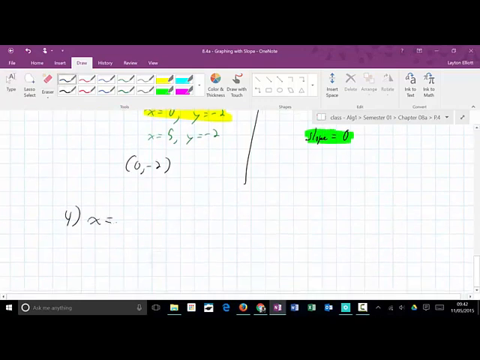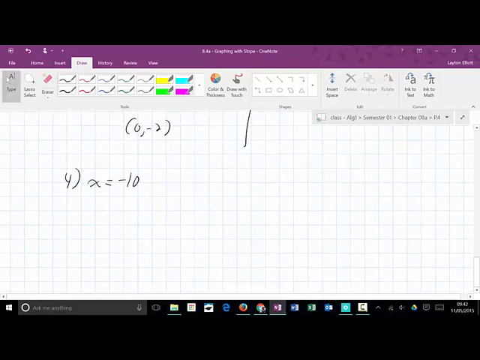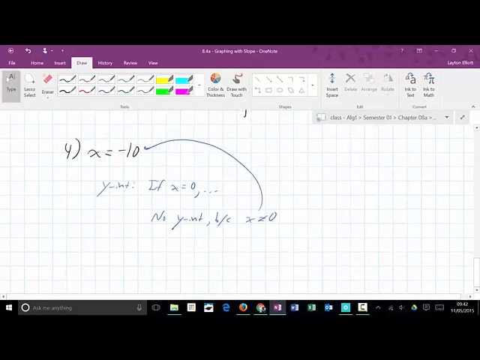Let's look at x equals negative 10. So if I want to find a y-intercept, I know I have to say what happens when x equals 0. Well, if x equals 0, we have a problem because this says x equals negative 10. This means that there is no y-intercept. There's no y-intercept because x cannot be equal to 0, because this equation actually says x is negative 10.